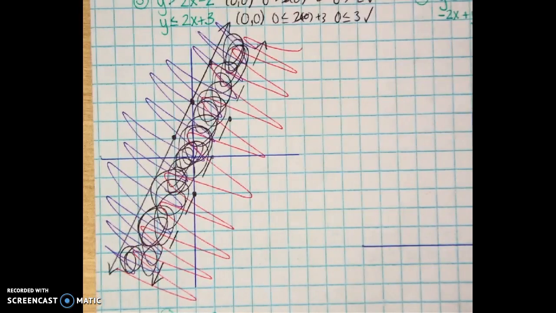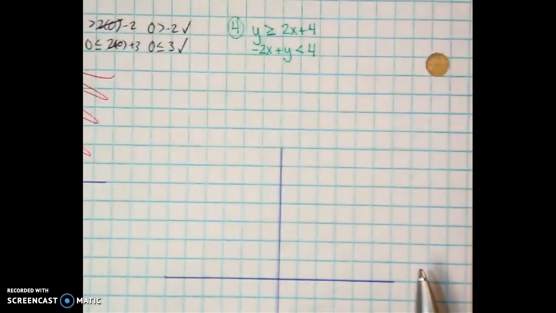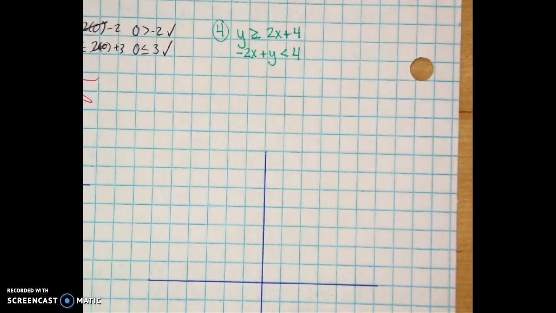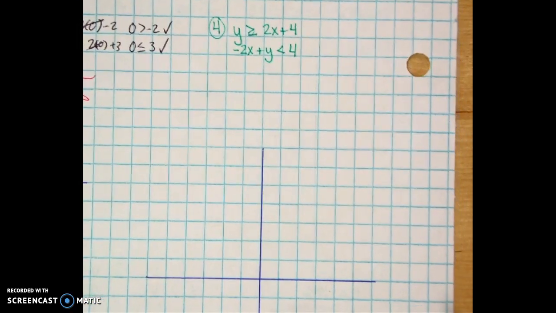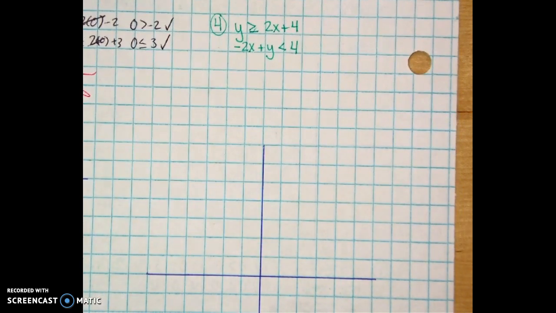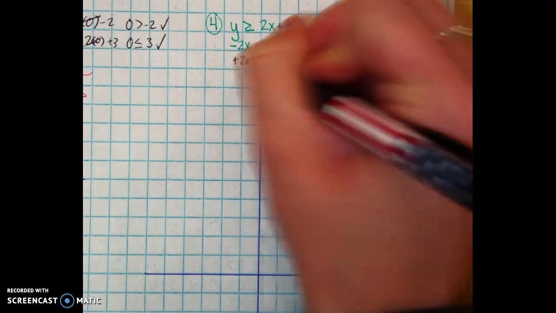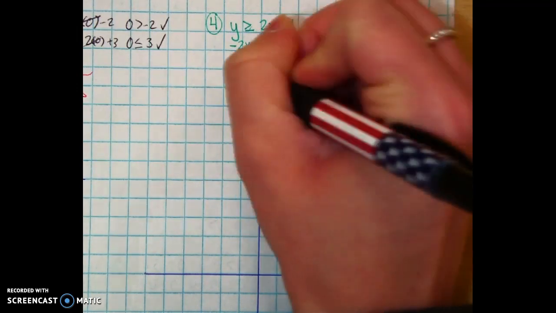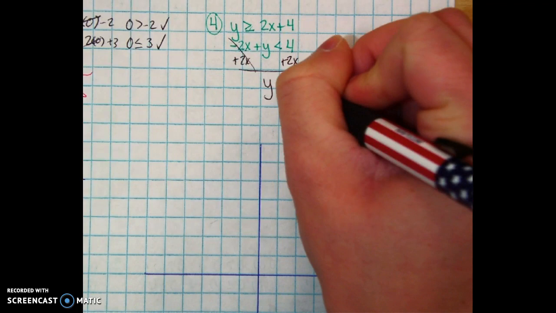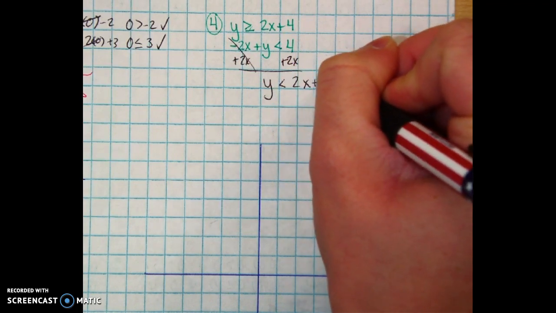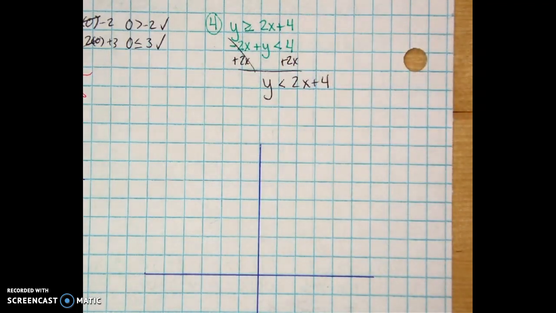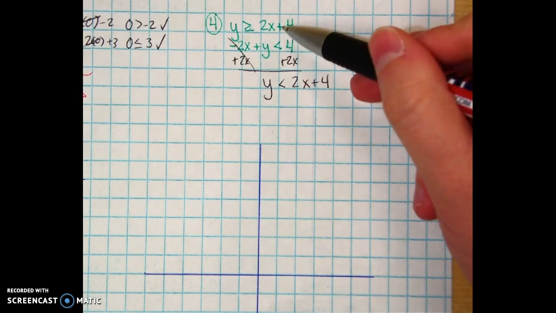Okay, 2 more. On these last 2, you're going to have to do a little bit of work because on number 4, that bottom one is not in slope-intercept form, but I think you can easily see that you need to add 2x to both sides to get y is less than 2x plus 4. Okay, so I'll graph the first one.